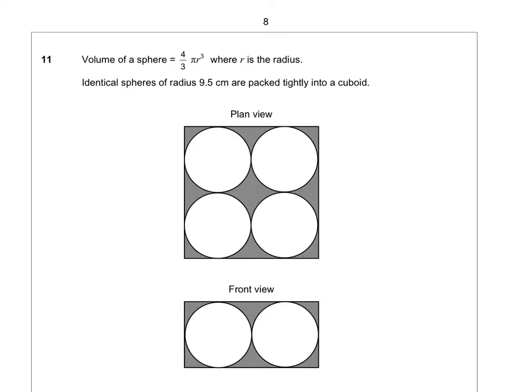Question 11. You're given the formula for the volume of a sphere, 4/3 pi r cubed, where r is the radius, and identical spheres of radius 9.5 centimetres are packed tightly into a cuboid. So we can label some of this information on the diagram. Plan view, that means from above, so that distance there is 9.5. So the diameter would be equal to 19 centimetres, and then we have the front view of the cuboid here below.